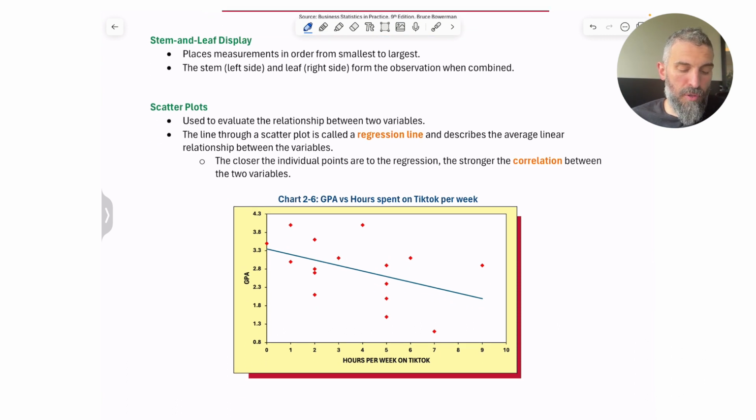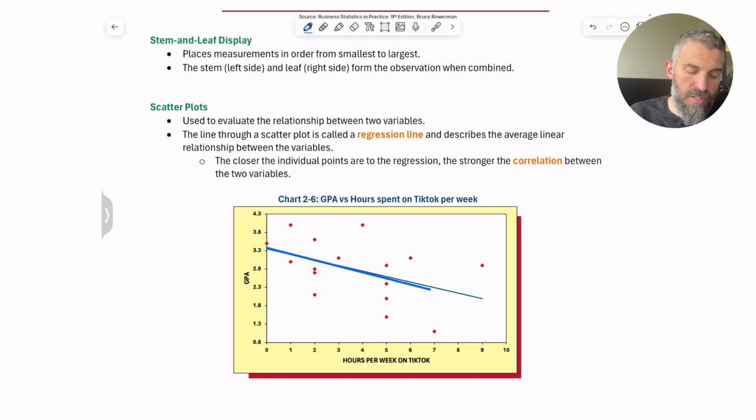And then scatter plots. So a scatter plot is a graph that shows you the relationship between two quantitative variables. Like, here I put the hours you spend on TikTok, which would be the X variable because it's independent, and your GPA, which in this case, we're trying to see if there's a relationship. Does your GPA depend on how long you spend on TikTok? And we see here all those little red spots, those are individual data points. That's the data that I collected from the students.